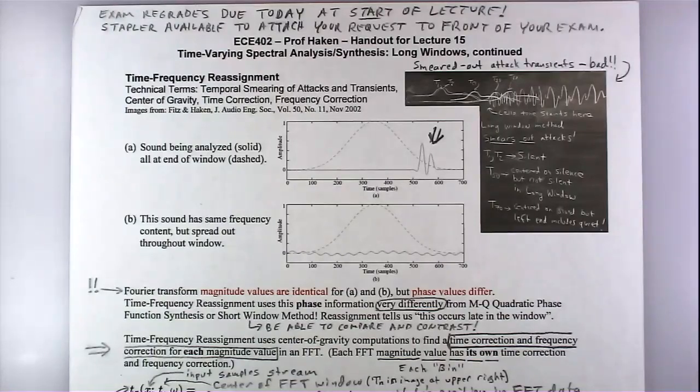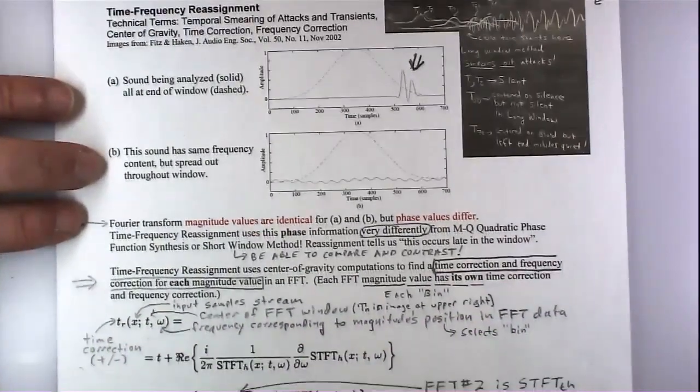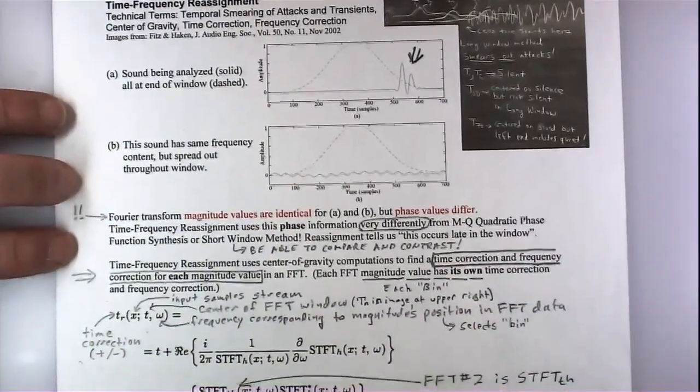The short window method does use phase to correct frequency, and time frequency reassignment, besides doing time reassignment, also does frequency reassignment. So, it does use its phase information maybe in a smarter way than the quadratic phase function, but it's still very different from this. And it's important to understand all those. In other words, it's important for the final. It's good to look at this now and again when the final rolls around.